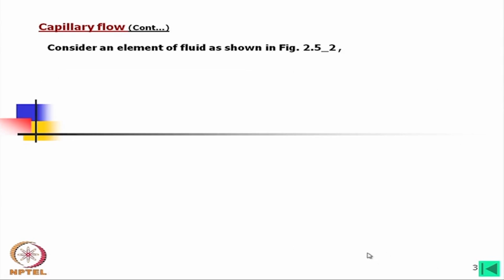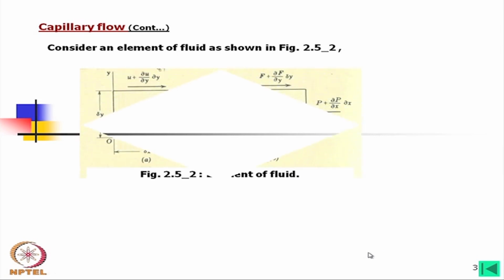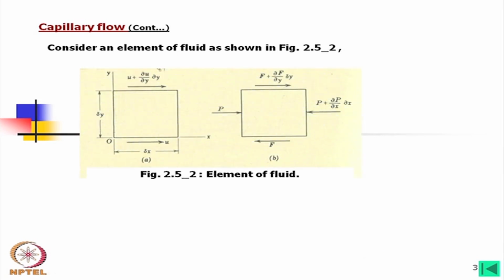Now, consider an element of fluid as shown in figure 2.52. Now, this is the figure. What element have we considered? Let us consider this is like a cube. The axis system is that along the direction of flow, or along the direction of motion, capital U is the plate velocity, small u is the fluid velocity. In the capital U direction the axis is x, and along the h direction the axis is y, and along the transverse direction there will be the z axis.